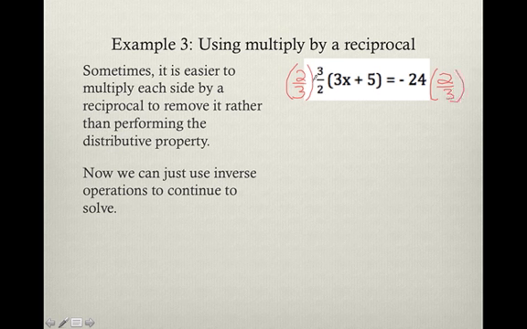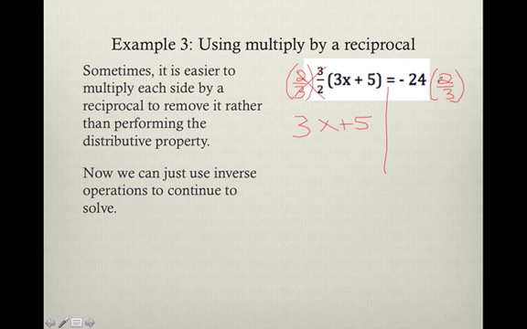Here, 2/3 times 3/2 gives me 1. So that is basically 1 times this. If I distribute the 1, it doesn't do a thing, so I'm left with 3x plus 5.